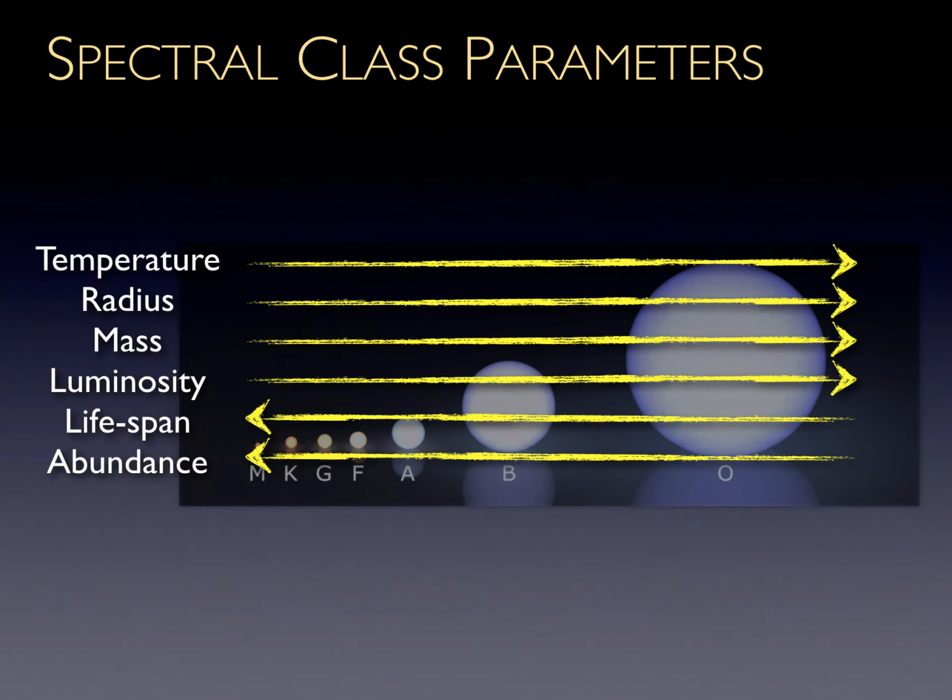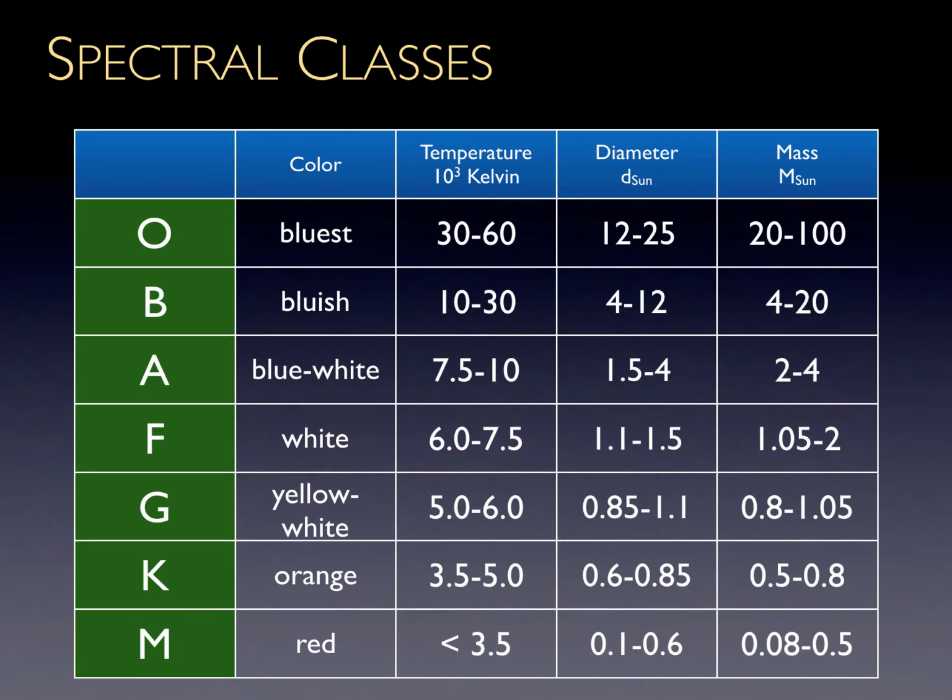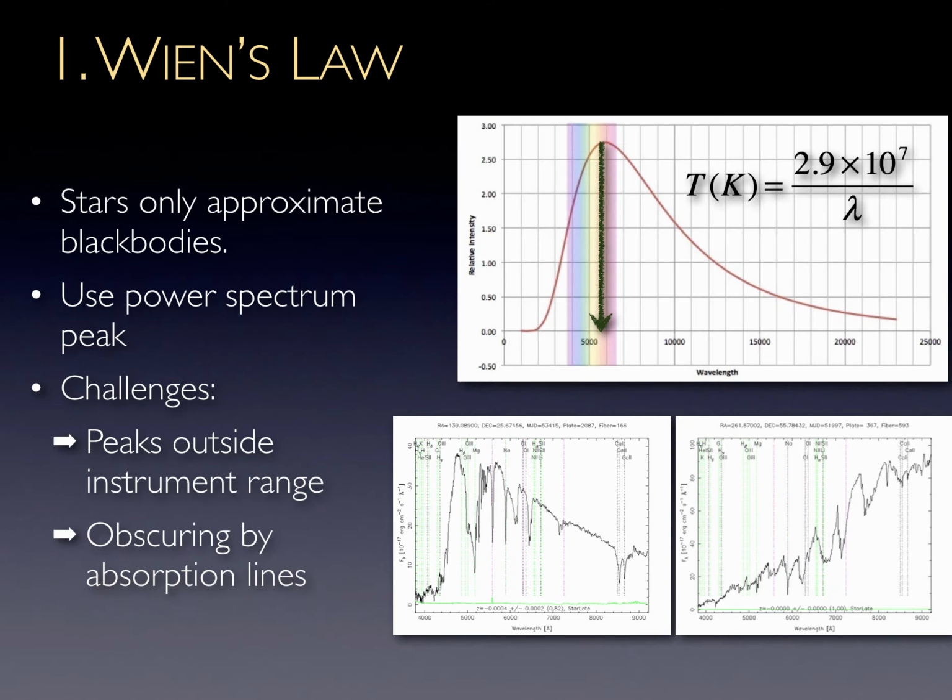This slide shows trends in an increasing direction using the arrows. For example, as one goes from M to O, the surface temperatures, radii, masses and luminosities increase. However, the lifespans and relative abundances decrease going from M to O, that is, they increase going from O to M. Shown here are the color labels and numbers representing the temperatures, diameters and masses for the different stellar classifications.